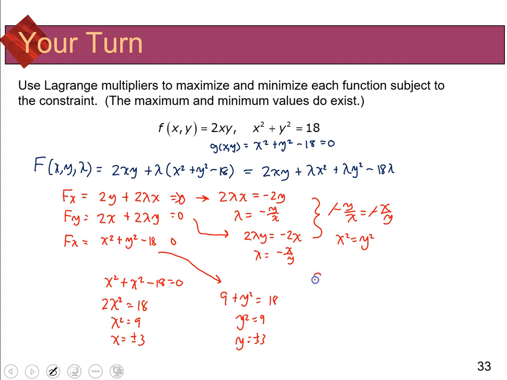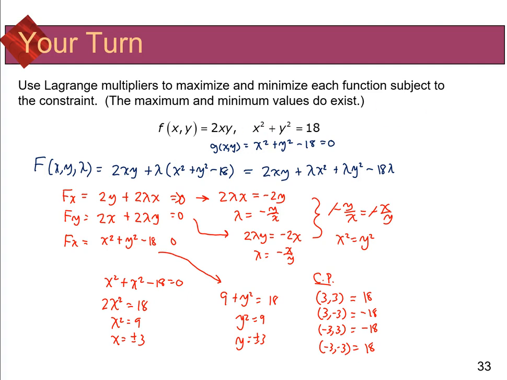So I'm going to have critical points. I have (3, 3), (3, negative 3), (negative 3, 3), and (negative 3, negative 3). So I go back up to the original function. 2 times 3 times 3 is 18. 2 times 3 times negative 3 is negative 18. 2 times negative 3 times 3 is negative 18. And 2 times negative 3 times negative 3 is a positive 18.